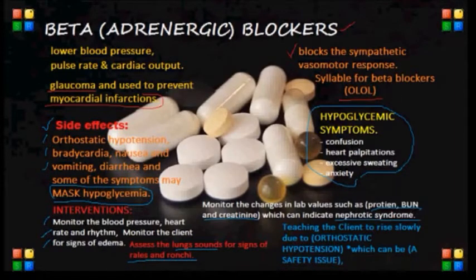Now, as nurses, you can do teaching to the client, such as telling patients to rise slowly due to orthostatic hypotension, which can be a safety issue, so that's very important. And also, we need to report signs of bradycardia, dizziness, confusion, or fever, because it can mask other problems. And also, it's important to taper this medication properly.